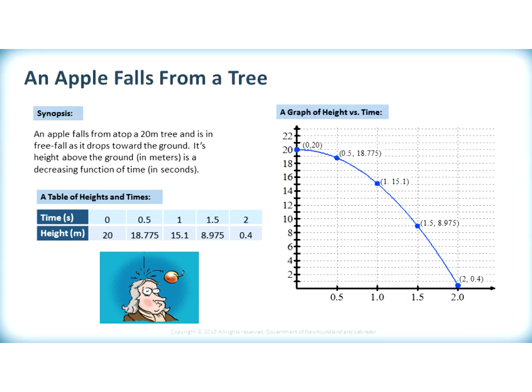First thing we do is we have an example here. It's about an apple that falls from a tree. So the synopsis says that an apple falls from atop a 20-meter tree and is in free fall as it drops toward the ground. So 20 meters is a tall tree, but we'll take it for this example. Its height above the ground in meters is a decreasing function of time in seconds. So you can see we've got a table of values here. The height starts at 20 meters and decreases almost to 0 over the span of the first 2 seconds. And the times and heights that were given here are every half a second as the apple is falling.